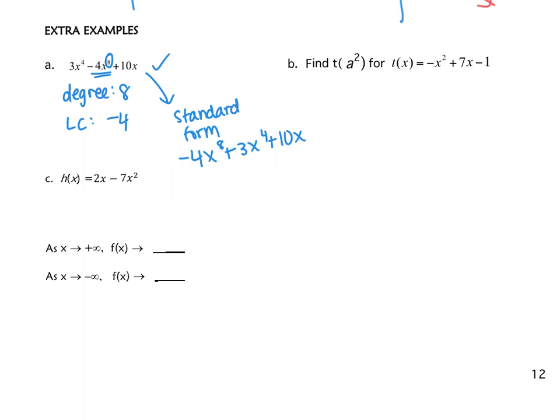For part B, we're finding t of a squared. So again, that t just means we're using equation t. A squared is what's going in for x. Okay, so we have negative x squared. Instead of x, we're putting a squared, plus 7 times x minus 1. So again, a squared just went in for x.